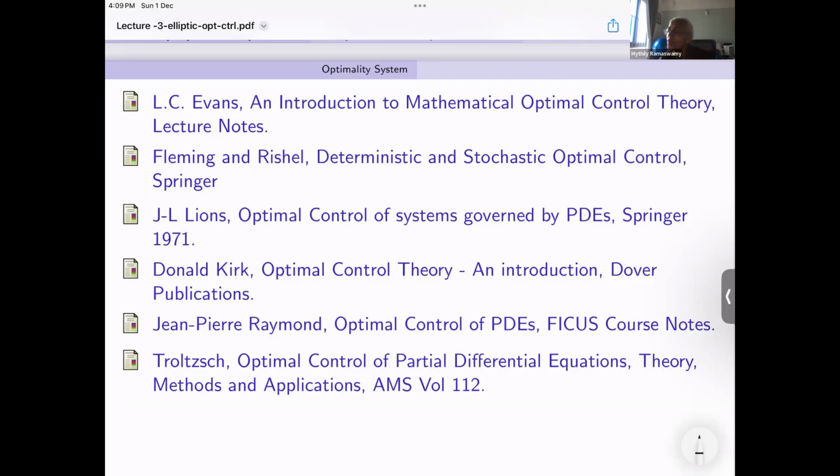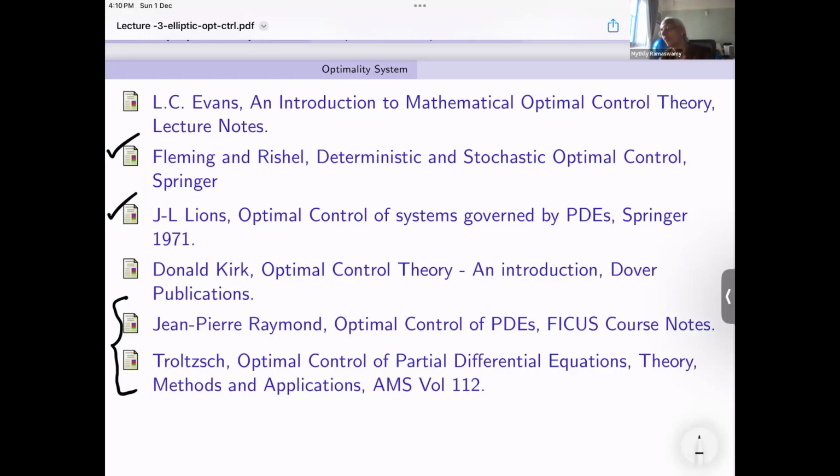After that, Donald Kirk, of course, this is for ODE rather, not for PDE. Jean-Pierre Raymond, yes, the PDE books are these two and J.L. Lions's. And of course, Fleming and Rishel. Okay, the others are more on the ODE side. My treatment is following Fredi Tröltzsch, Optimal Control of PDE: Theory, Methods and Applications. It's an AMS volume 112.